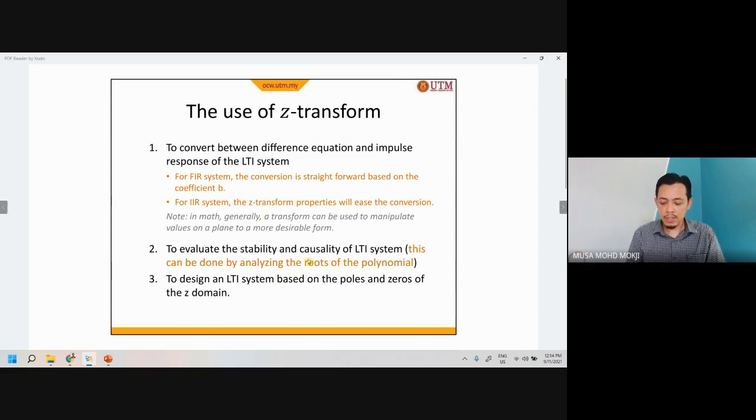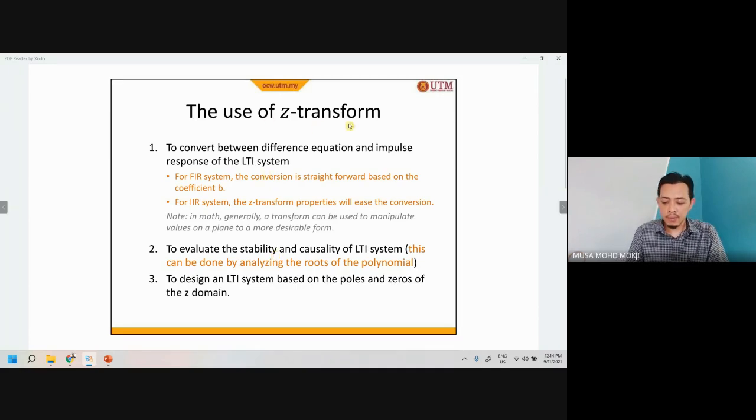The second one is to evaluate stability and causality again. We already know 2 methods to evaluate stability and causality. The first one is looking at the difference equation, the relationship between input and output, where we see input, output, and the process. We can evaluate stability and causality from there. The second method, which we just covered in our first session, is evaluating stability and causality based on impulse response. Stability means the sum of all values in the impulse response is supposed to be less than infinity. And for causality, when checking the impulse response, all the values h[n] must be 0 for n less than 0. Okay, so we have done that.